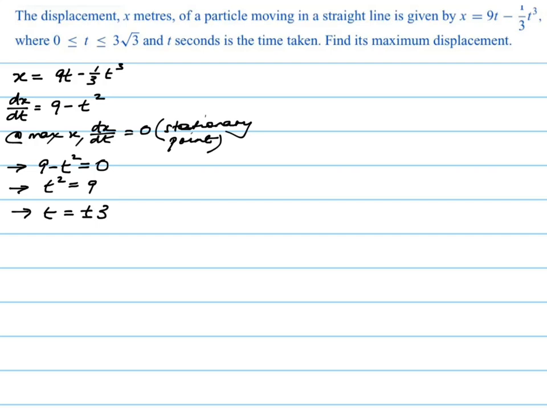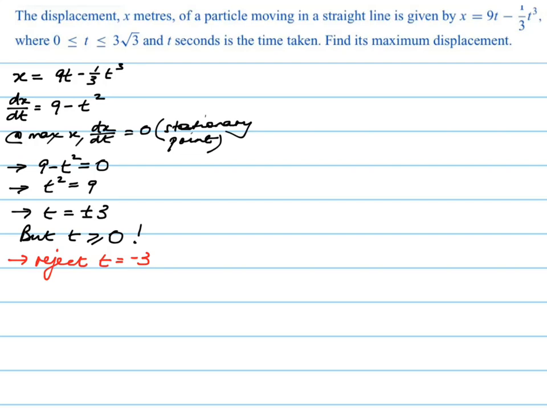Now, we can't have minus 3. Look up at the question and you will see that t has to be positive or 0. It goes from 0 up to 3 root 3 inclusive. So you can't have that negative value. So reject t is minus 3.